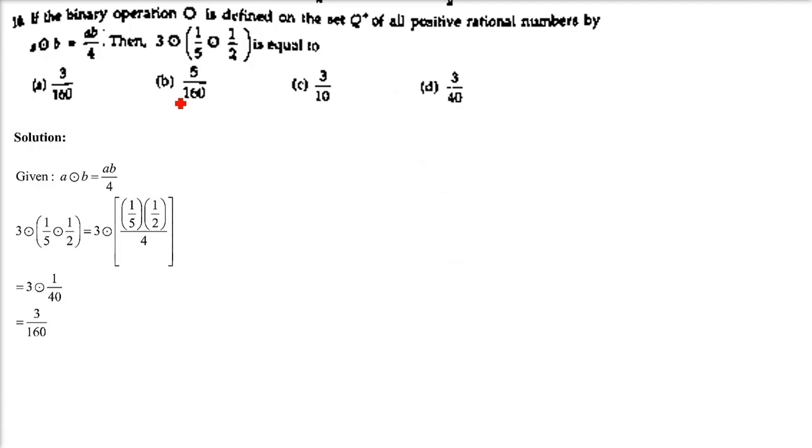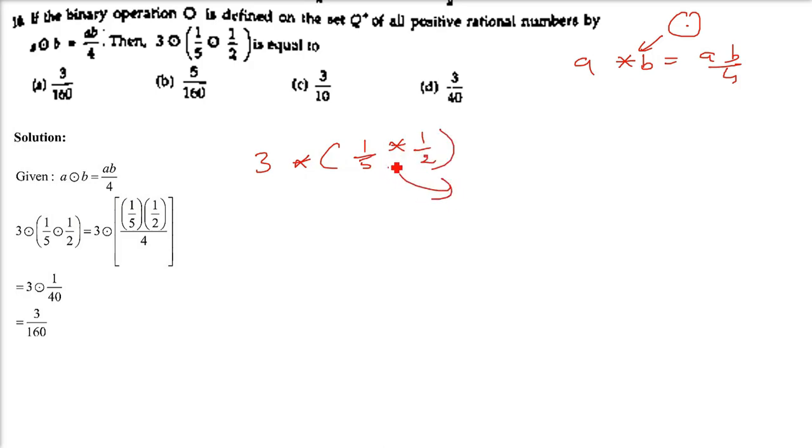Question number 10. If the binary operation is defined on the set Q plus of all positive rational numbers by, how is it defined? A operation B is equal to AB by 4. Then you have to find 3 operation, 1 by 5 operation 1 by 2. 1 by 5 and 1 by 2 is what we have to do first. I'll use this star for the operation. So A star B is given by AB by 4, and 1 by 5 and 1 by 2 we have to operate.